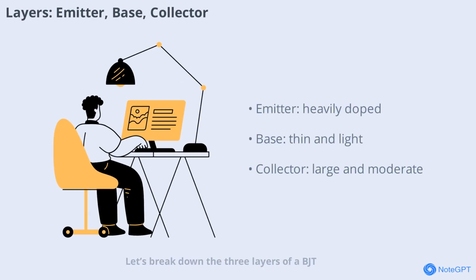Let's break down the three layers of a BJT. The emitter is heavily doped and injects charge carriers into the base. The base is very thin and lightly doped, allowing most carriers to pass through to the collector. The collector is moderately doped and larger, designed to collect carriers from the base. This structure is key to the transistor's ability to control large currents with a small input. Each region plays a unique role in the transistor's operation, making BJTs versatile components in electronic circuits.